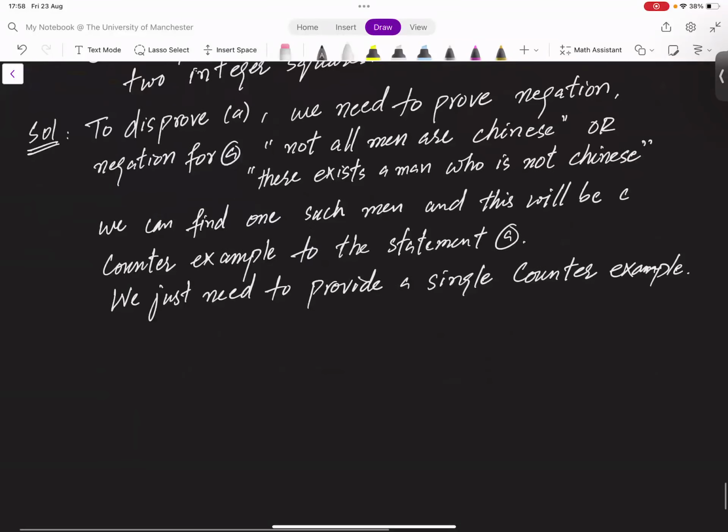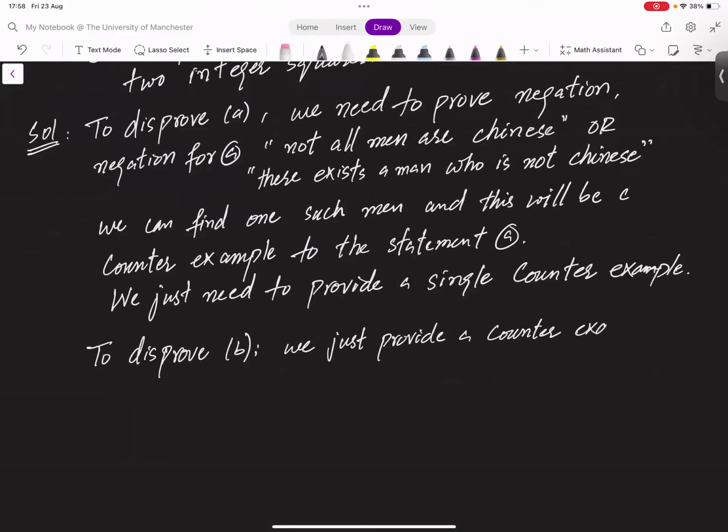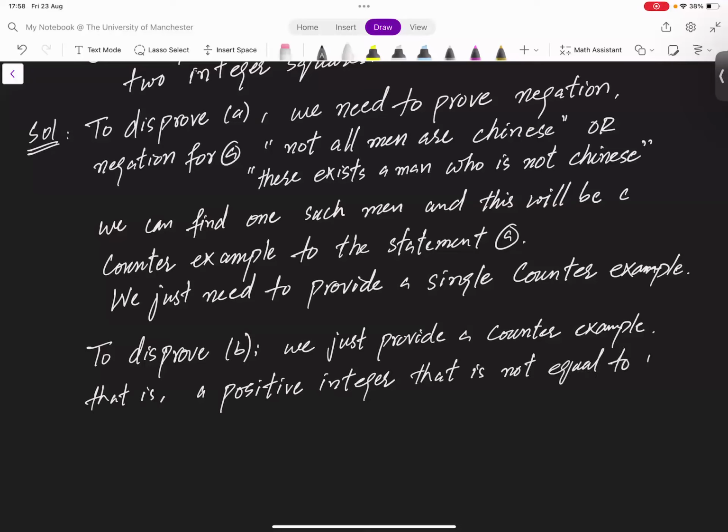Likewise, to disprove B, we also just provide a counterexample, and that is a positive integer that is not equal to the sum of two squares.